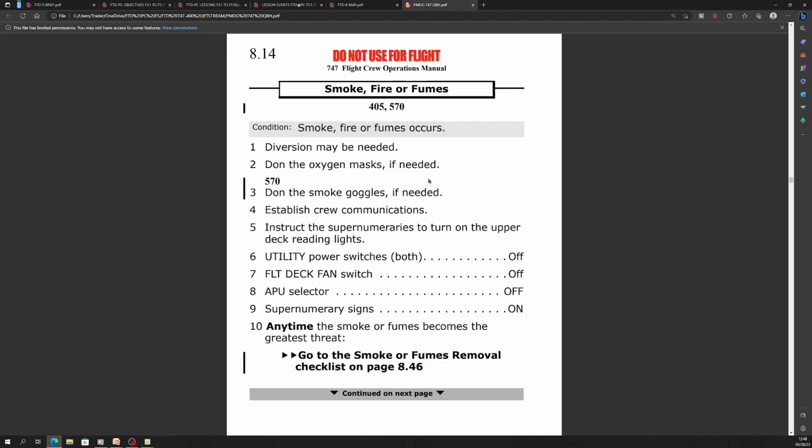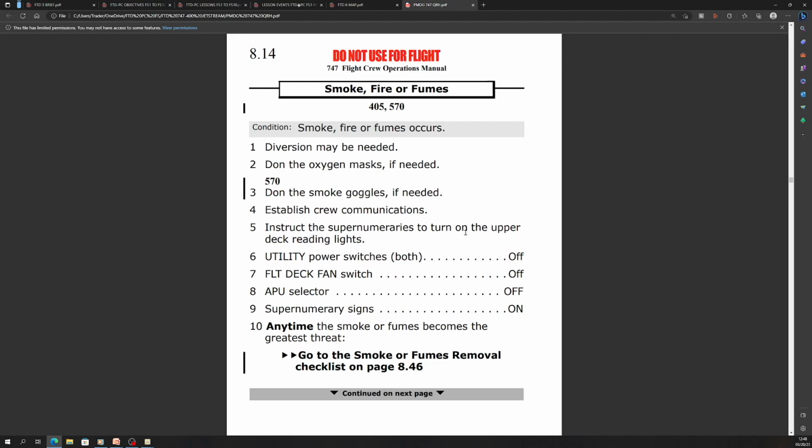Don the oxygen mask if needed. Well, if it's on the flight deck, we're going to get our masks on. If it's not affecting us yet, we don't have to, but we would later if we need to. Don the smoke goggles if needed. Well, most of the time, these units are all one unit now. So a lot of times these airplanes don't have smoke goggles anymore. Some of the older ones may still, but the newer ones usually have been replaced by airlines with a full face mask plus the oxygen. Establish crew communications, captain on oxygen, first officer on oxygen.